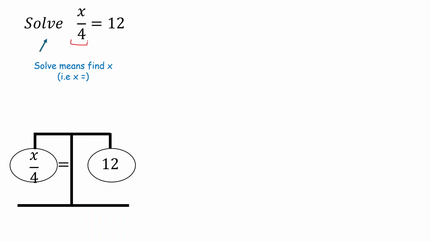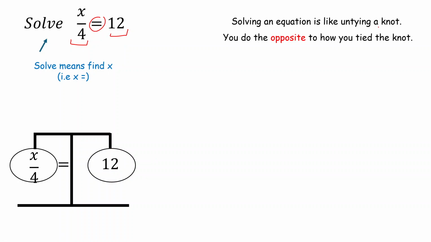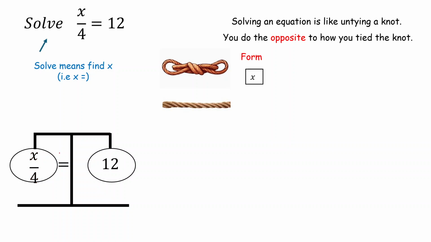I've got my left-hand side, x divided by 4, being equal, in weight, to 12, which is over here. And again, solving an equation is like untying a knot. We do the opposite to how you tied the knot. So we know, when the equation was formed in the previous video, if we just consider the x divided by 4, we began with x, and then we simply divided it by 4. So we divided it by 4 to give us this x divided by 4.